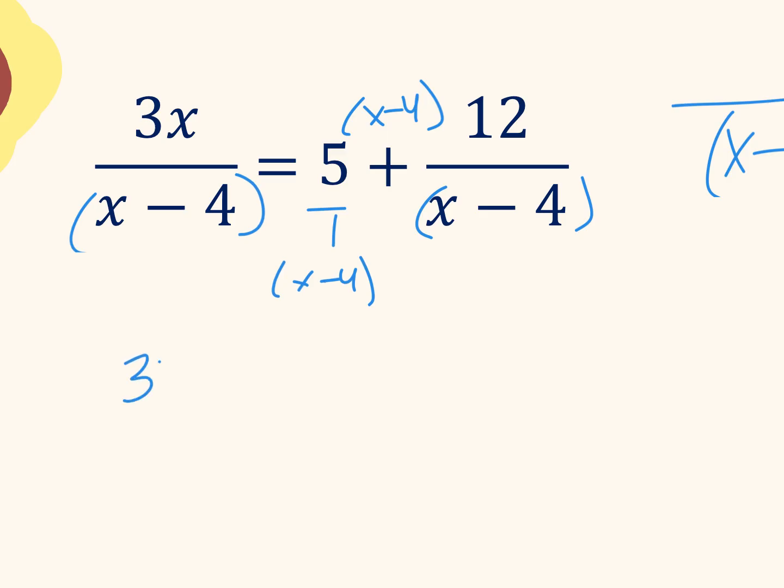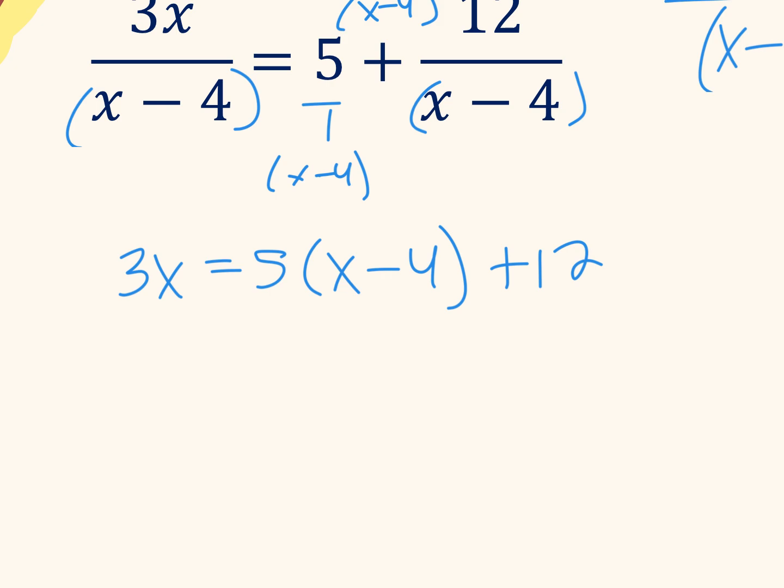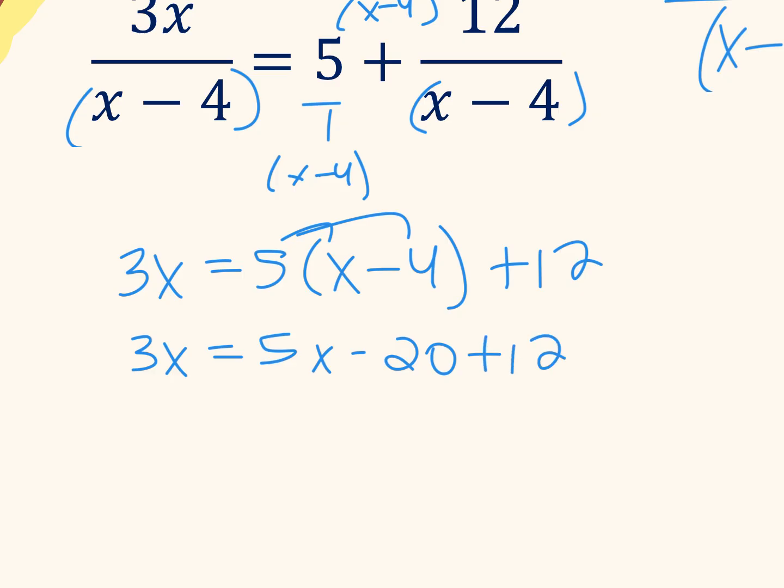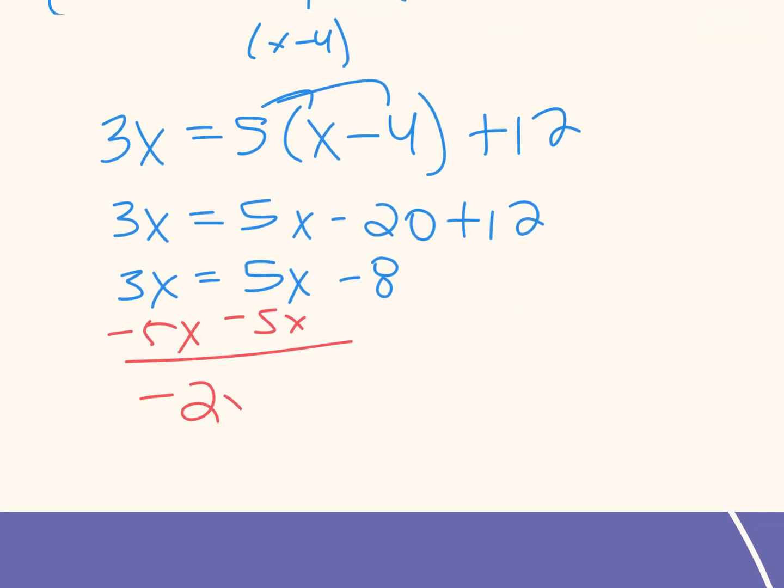So let's go ahead. We have 3x equals 5 times x minus 4 plus 12. What do I do with that 5? Distribute, good. So 3x equals 5x minus 20 plus 12. Can I combine anything on the right-hand side? Okay, so 5x minus what? 8. I'm going to move my x's to the left-hand side, so I'm going to subtract 5x. I get negative 2x equals negative 8. And then do what? Divide by negative 2.